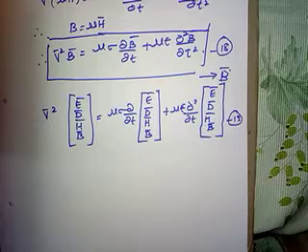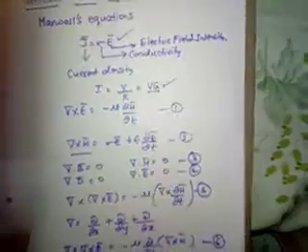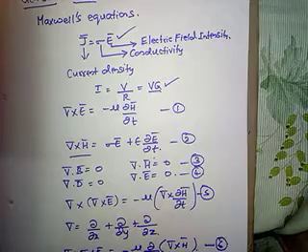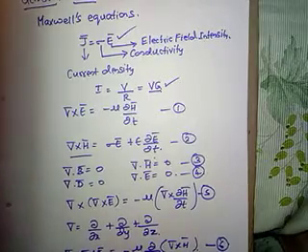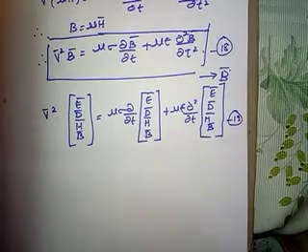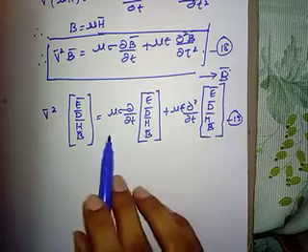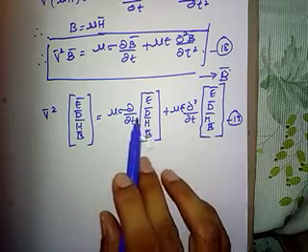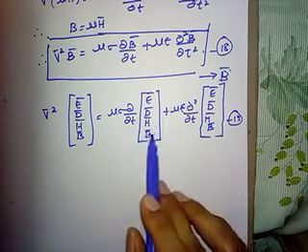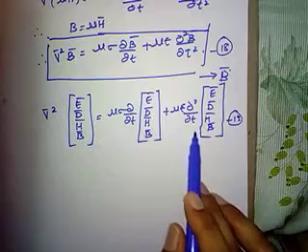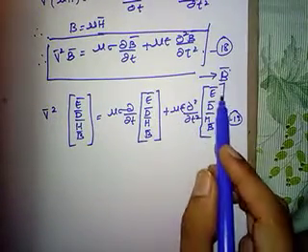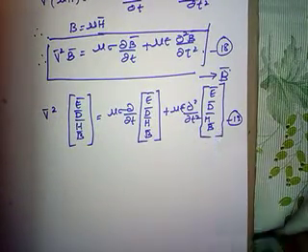So in today's class we have taken up the general wave equation, and we have derived the general wave equation in 3 dimensions. The final equation that we have obtained is ∇² of Ē, D̄, H̄, B̄ is equal to μσ ∂/∂t of Ē, D̄, H̄, B̄ plus με ∂²/∂t² of Ē, D̄, H̄, B̄.